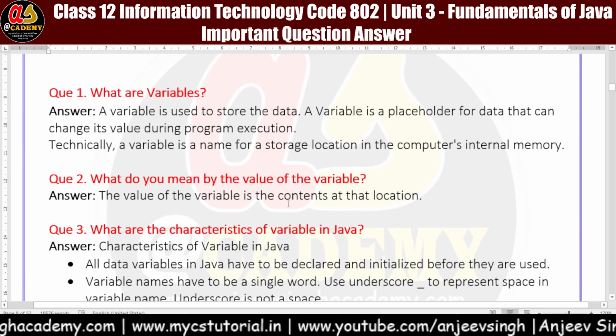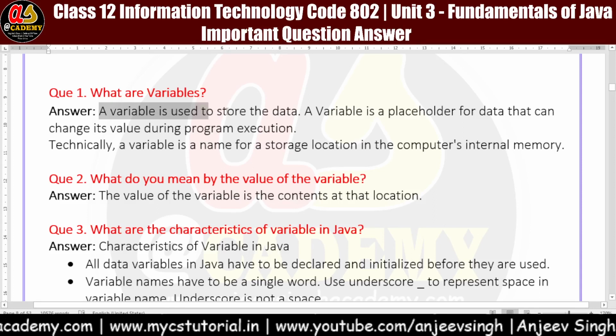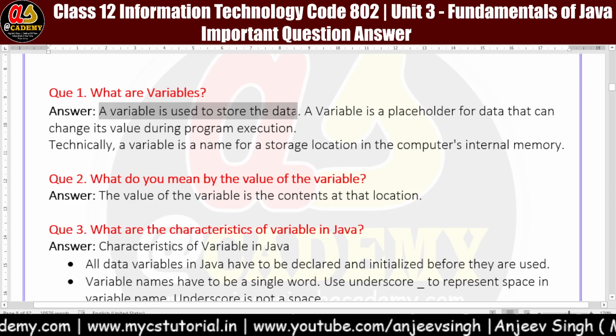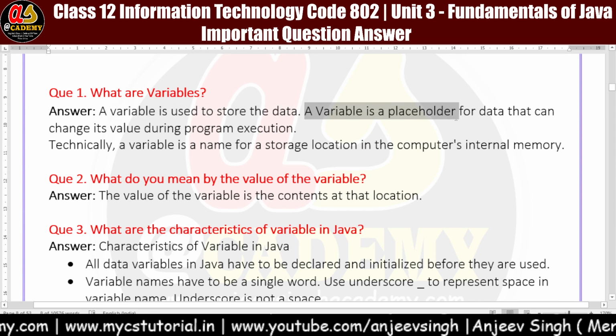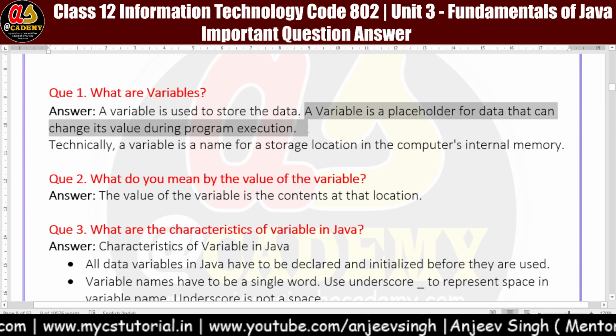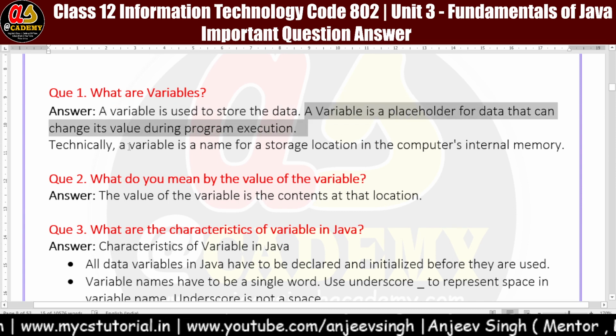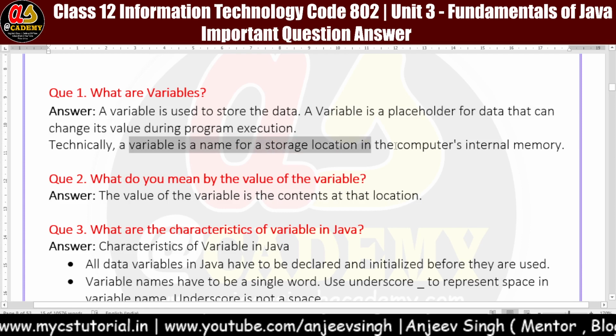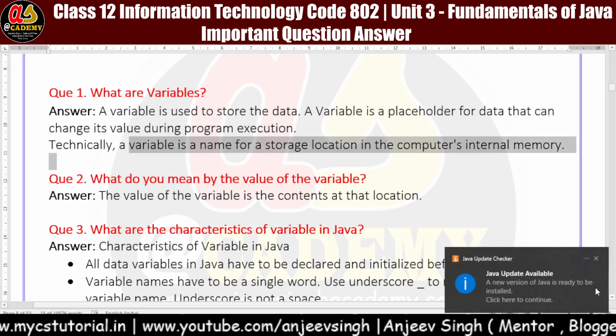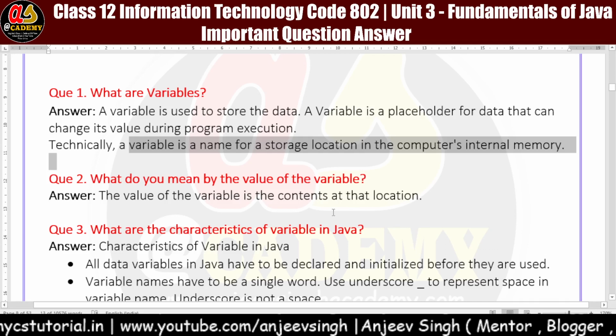The first question is: what are variables? A variable is used to store the data. A variable is a placeholder for data that can change its value during the execution of a program. Generally, you can say a variable is a name for storage locations in the computer's internal memory. You can say these things also.